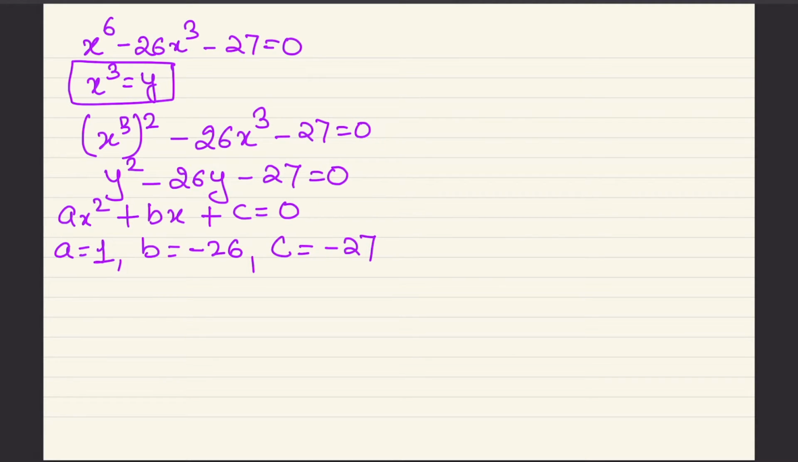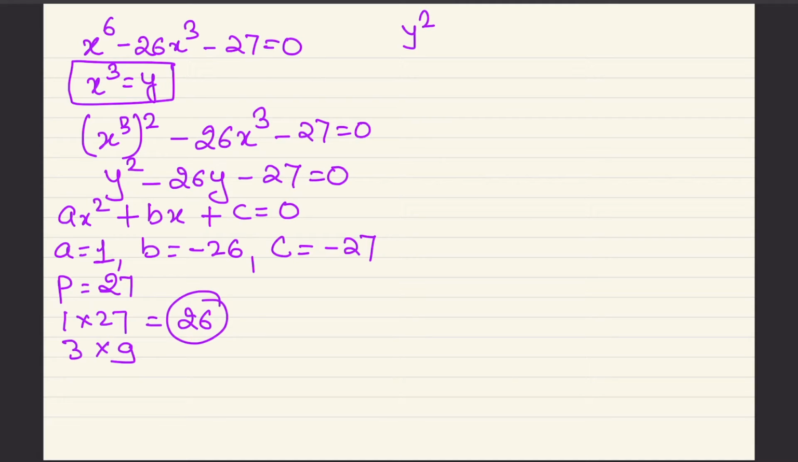Now the sign in front of the product term is minus, so we will take the difference of the factors. So the product is minus 27 and we will take the difference. So 1 into 27, 3 into 9, right? 27 minus 1 will give you 26. So our question is solved here.